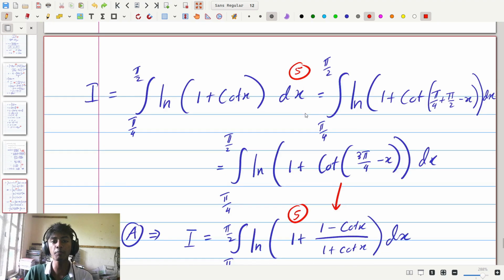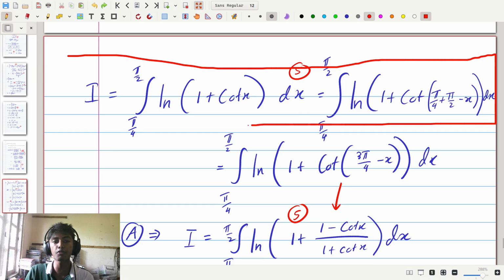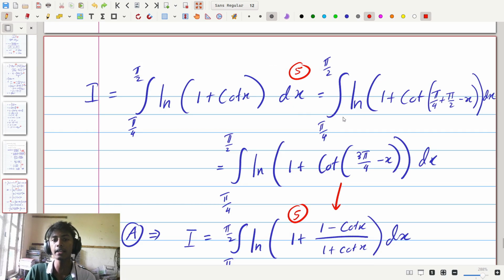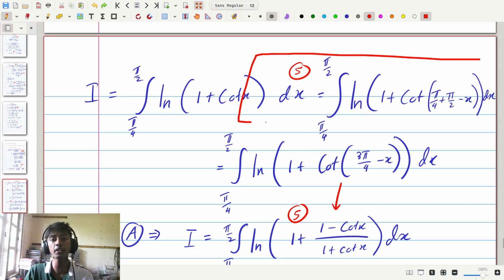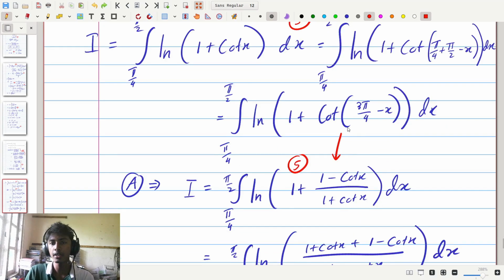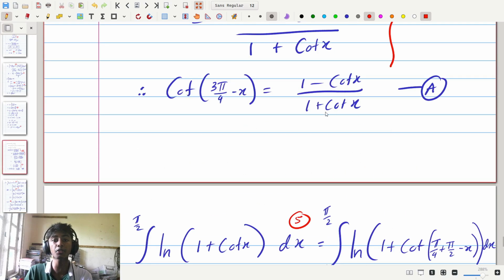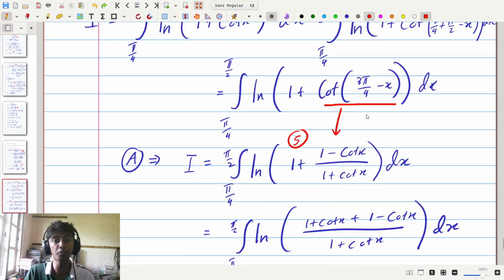Now after that, in the next part, when you do integration, for substituting into the formula that they gave you like so and getting the integral from pi by 4 to pi by 2 of the natural logarithm of 1 plus the cotangent of pi by 4 plus pi by 2 minus x, you get another 5 marks. After that, when you get the cotangent of 3 pi by 4 minus x and substitute in the equation that we found in the first part like this, for substituting it correctly, you get another 5 marks.